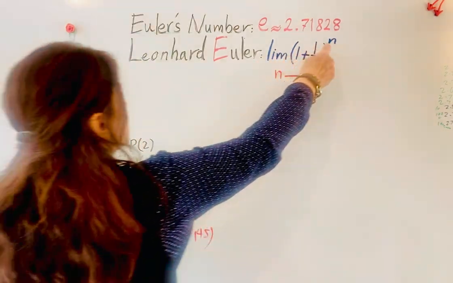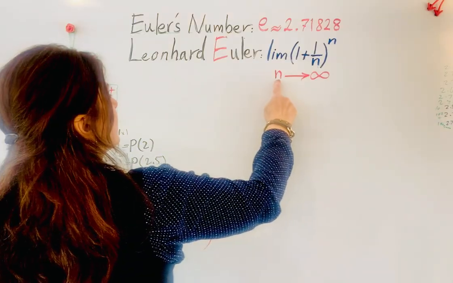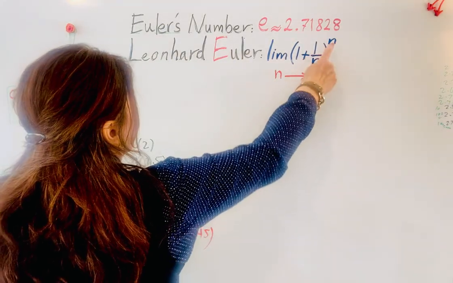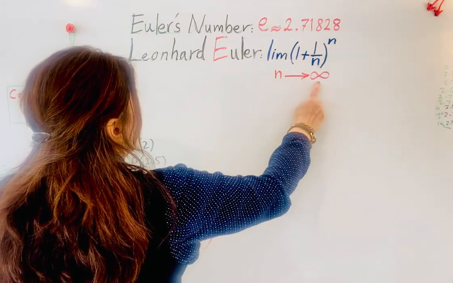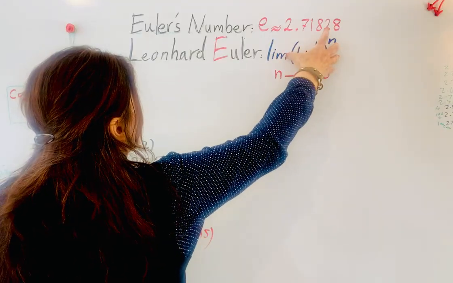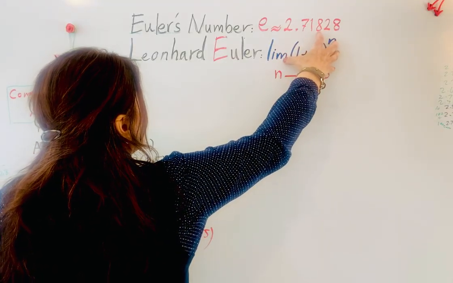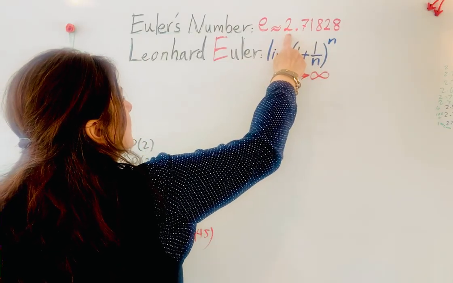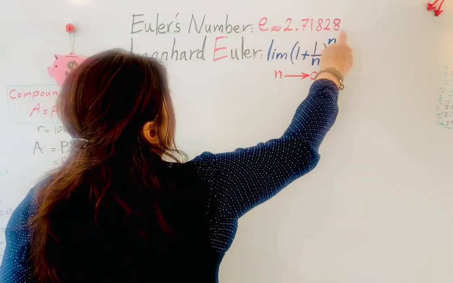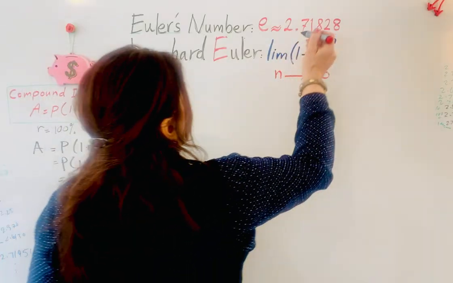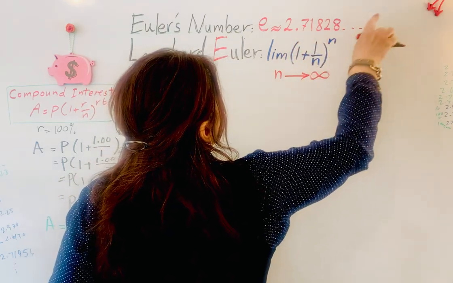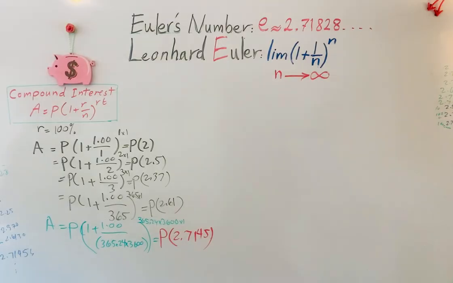If n gets bigger and bigger, it means that n goes to infinity. How much is it going to be? He showed that if n goes to infinity and gets bigger and bigger, this ratio, or this number, gets closer and closer to this amount. This is an irrational number. It means that it never ends. It is 2.71828 something, and goes on forever.